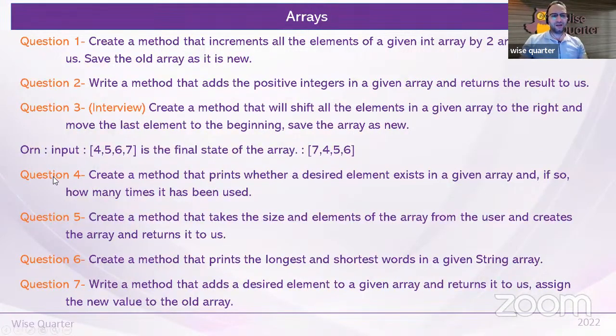What about question 4? Create a method that prints whether a desired element exists in a given array. If so, how many times it has been used? Oh, interesting. That's a good one. Let's try to solve this one. Now I will copy question 4.